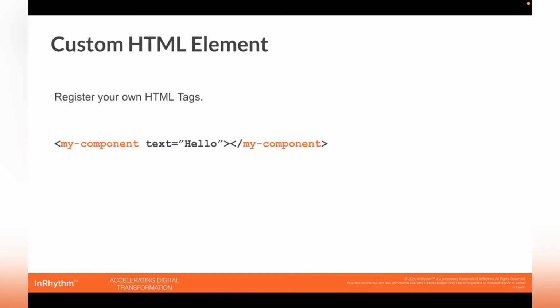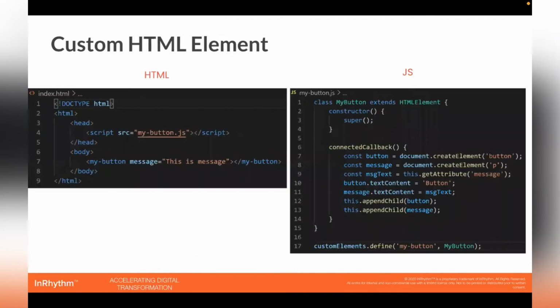So let's have a real example here. On the left side is the HTML file. On the right side is the JavaScript file. On the left side, we use a custom element. We call it my-button, and it has a message attribute. We can pass in some message through that attribute. We know that this my-button is not a native HTML element, so the browser does not recognize it. So in order to make it work, we need to pull in some JavaScript file here.